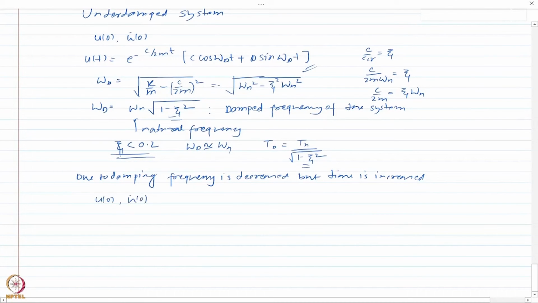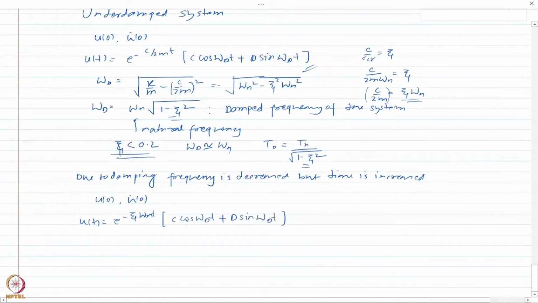Okay, and I'm again going to write, now know that c by 2m can be written as zeta omega n. So I'm going to write u(t) as e to the power minus zeta omega n t, and inside the brackets I will have c cos omega d t plus d sin omega d t.